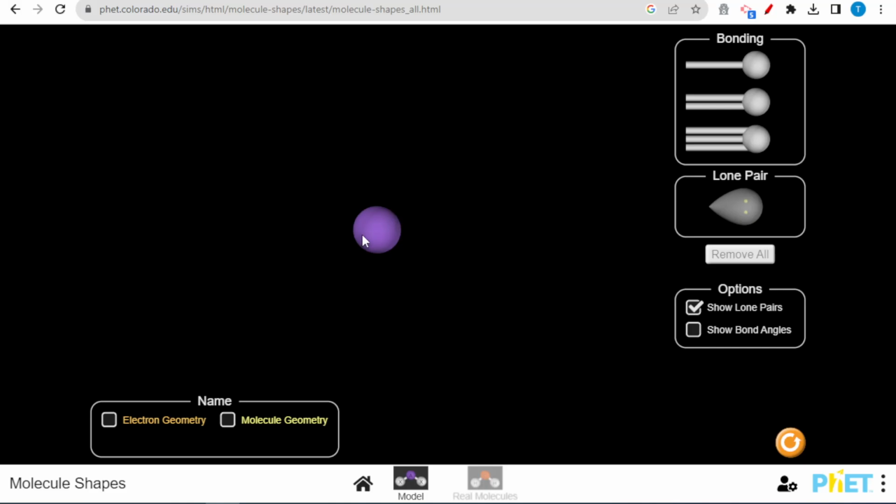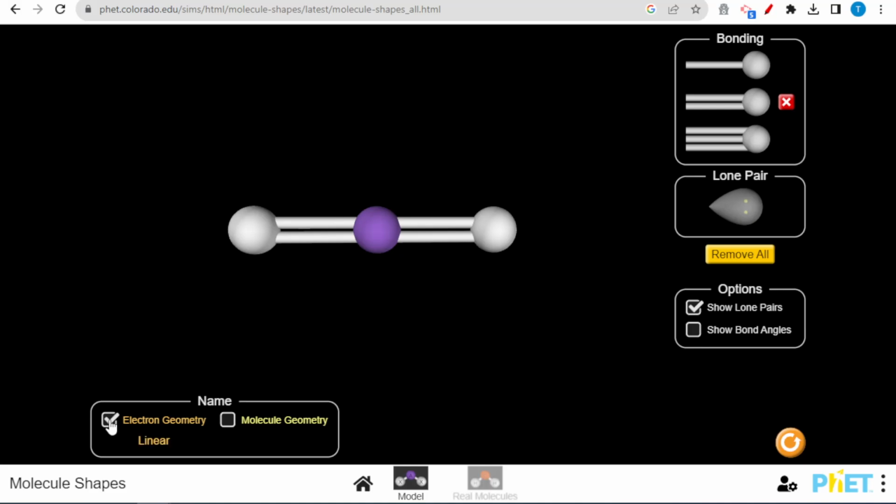So if we have carbon in the middle with a double bonded oxygen on one side and a double bonded oxygen on the other side, we can see that this is a linear molecule just by looking at it. So let's check the geometry. Yes, it's linear, and let's check the bond angles, and that shows us 180 degrees.